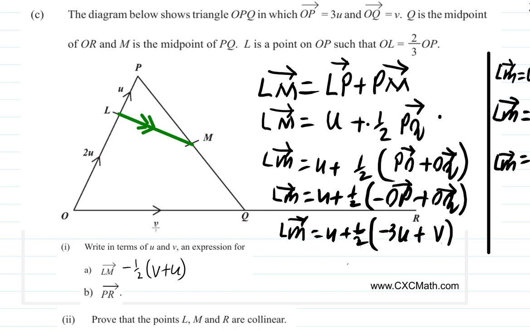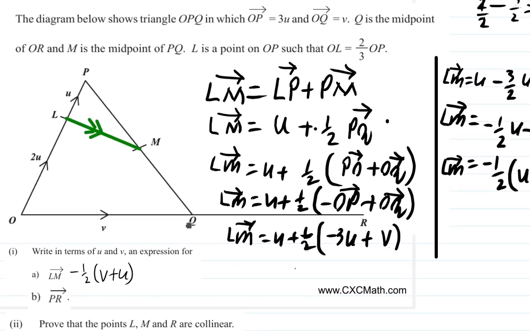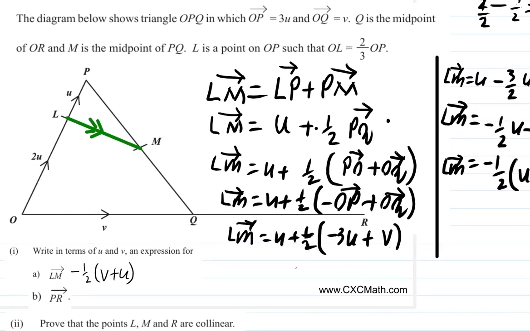Now PR, from P to R. Before we reach PR, let's just recap quickly what we did. From L to M is L to P, then P to M. For L to P is U, so it's U plus. P to M is halfway going from P to Q, so it's half PQ. You see that?